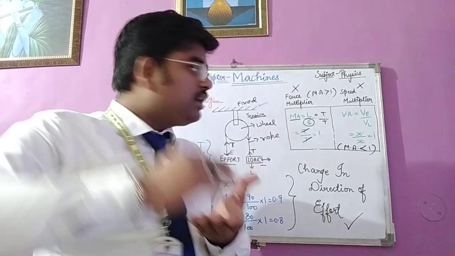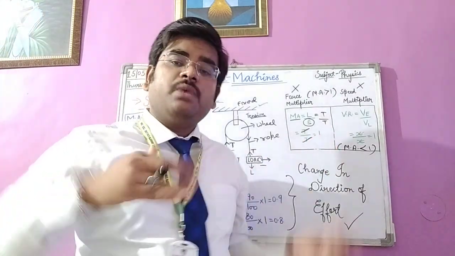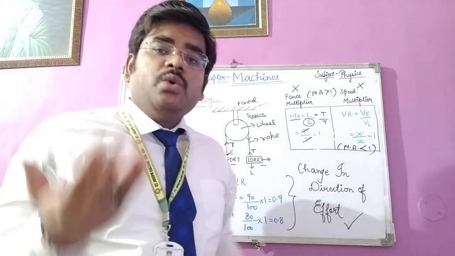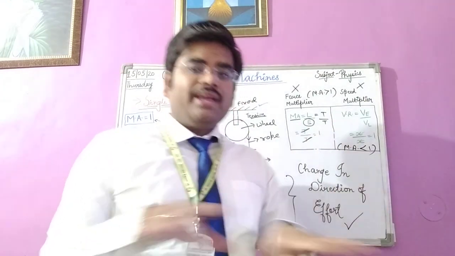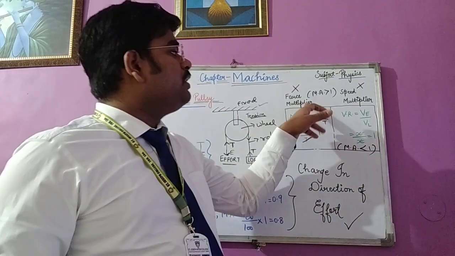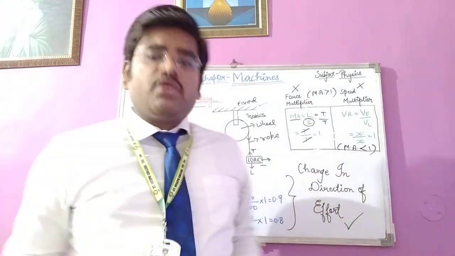अगर effort less हो जाएगी तो mechanical advantage 1 से greater होगा. That means 2, 3 approximately that you will get according to your values. So here we have proved that it is not the case of a force multiplier.